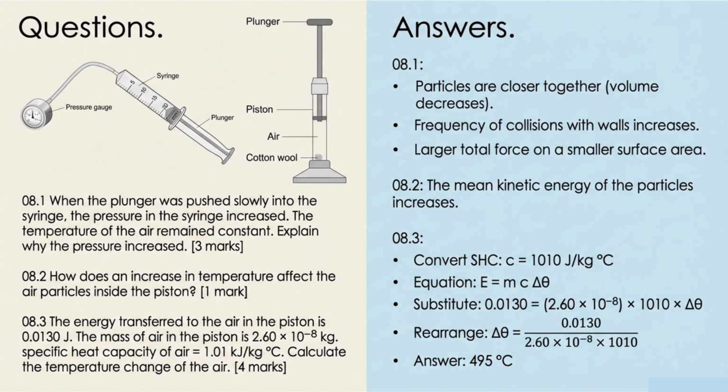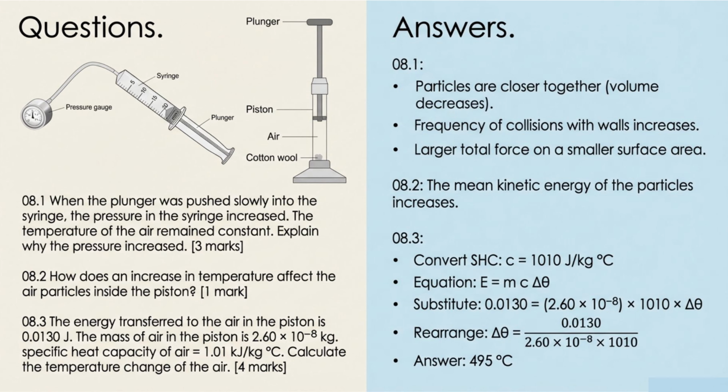8.2 asks about the effect of an increase in temperature on the gas. An increase in temperature means the mean kinetic energy of the particles increases. Now for 8.3, a temperature calculation. The energy is 0.0130 joules. Mass is 2.60 times 10 to the negative 8 kilograms. And the specific heat capacity is 1.01 kilojoules per kilogram degree Celsius.